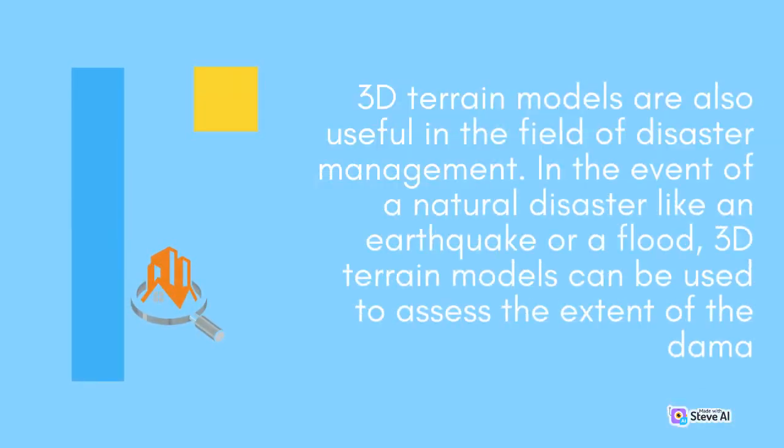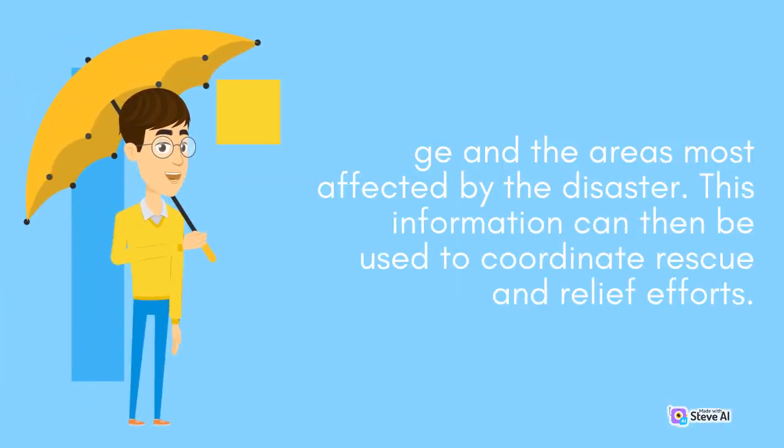3D terrain models are also useful in the field of disaster management. In the event of a natural disaster like an earthquake or a flood, 3D terrain models can be used to assess the extent of the damage in the areas most affected by the disaster. This information can then be used to coordinate rescue and relief efforts.